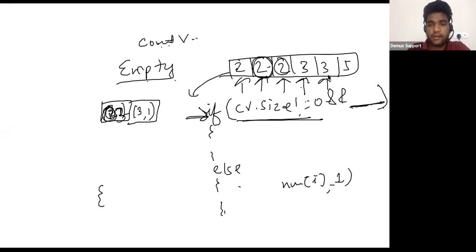Then I'm here. I check if this equals to this, then I will increment this 2. Then I'm here. And again, I go to the else part and I create 5,1. And then I'm done.